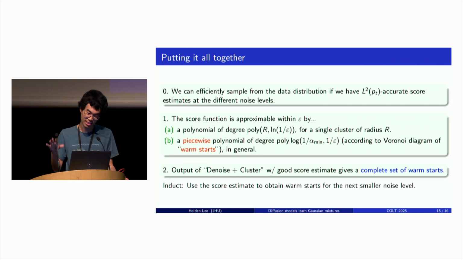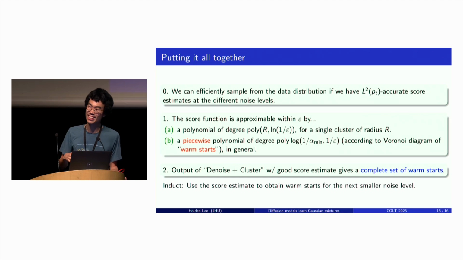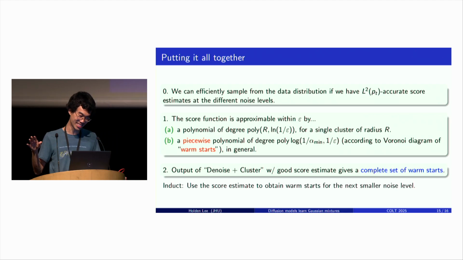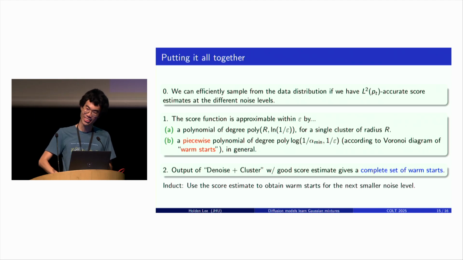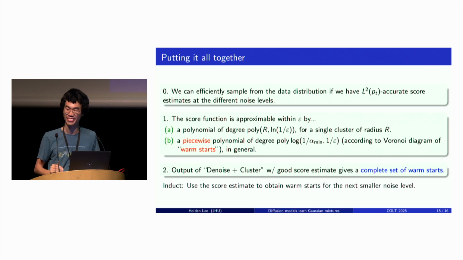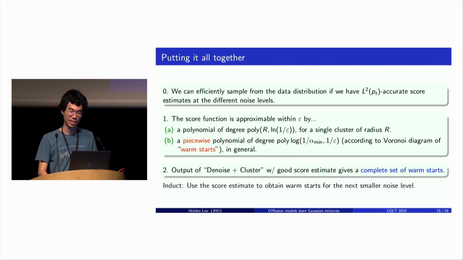Okay, so to put this all together, we can approximate the score function with this piecewise polynomial as long as we have these warm starts, and then we can get these warm starts as long as we have a score estimate. Now you might think that this is circular reasoning. However, it's not, because the way we're going to use this is sequentially from the highest noise level to the lowest, and we can use the score estimate for the previous higher noise level to obtain warm starts for the next smaller noise level. So this critically uses a sequential denoising approach.